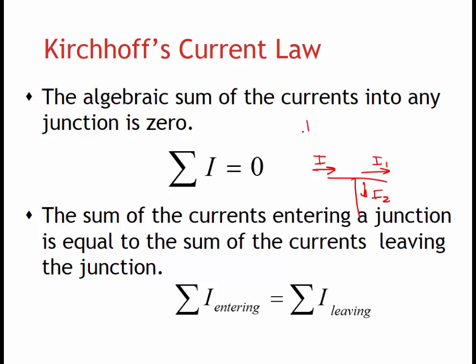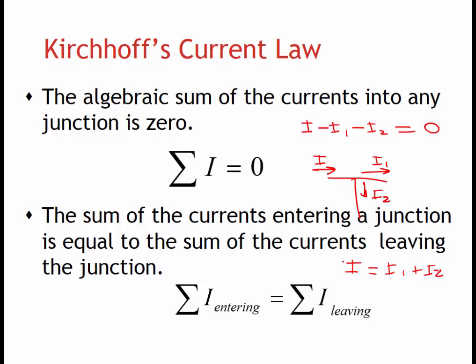So what it means is that I, the current that's coming into the junction, minus I1 minus I2 has to equal 0. So the total current into any junction is equal to 0. This is Kirchhoff's current law. As a result, we can also say that the current I is equal to I1 plus I2.